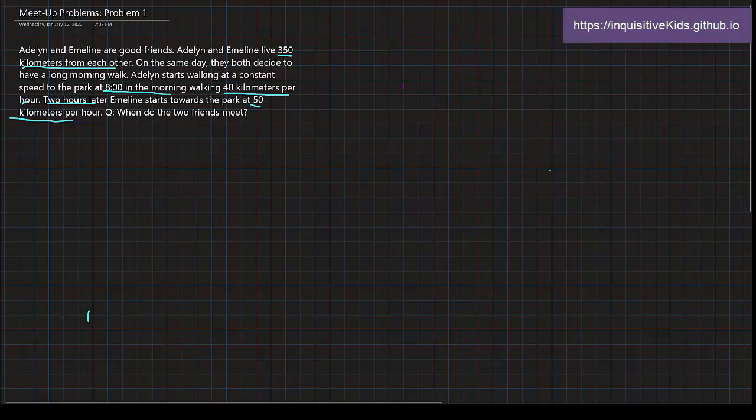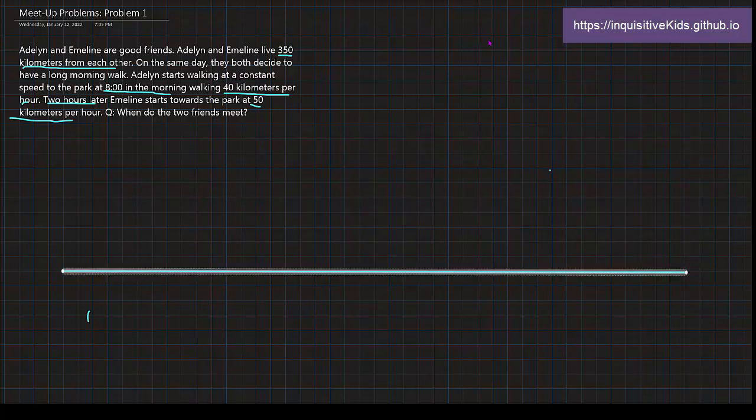So what I'm going to do is make a chart right here to help me visualize, and you should do the same when you're doing this so you can help yourself visualize. So this is Adelyn, and this is Emeline. So they live 350 kilometers from each other, right? So on the same day, they both decide to have a long morning walk. So Adelyn starts at a constant rate at 8 o'clock in the morning, walking 40 kilometers per hour. So 2 hours later, Emeline starts to the park. So notice this is 2 hours later.